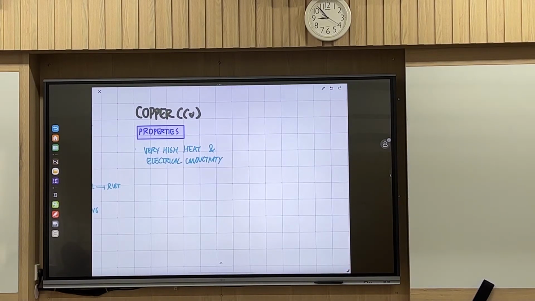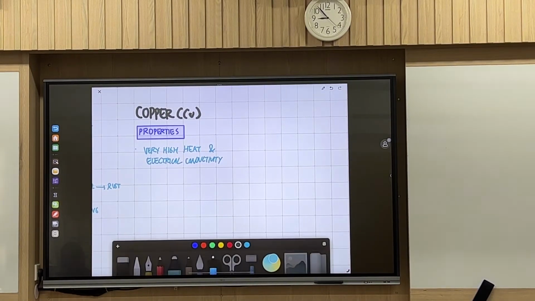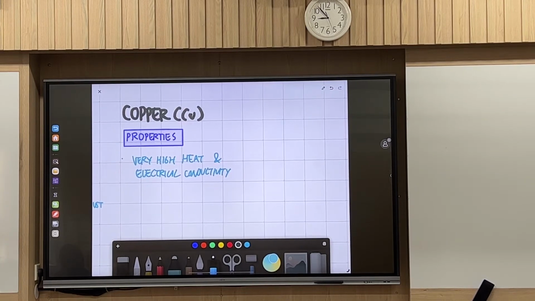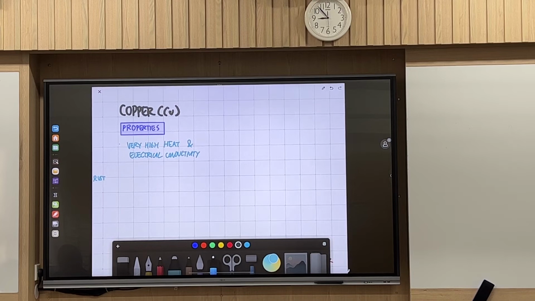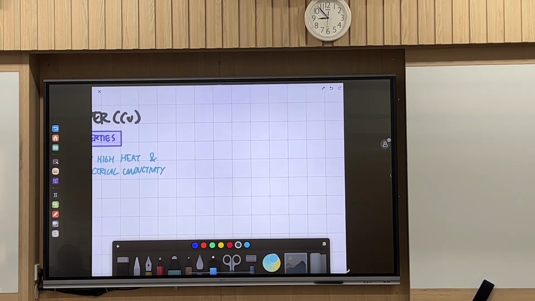So we have copper next, and then we will turn to metal reactivity. Copper is known for its very high heat and electrical conductivity. You can do an experiment if you have two different metal plates at home. This is a copper strip. Let's say you also have some zinc strip or maybe an iron strip at home. Iron is pretty easy to come by.